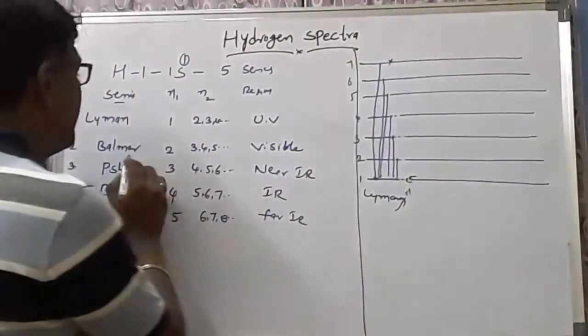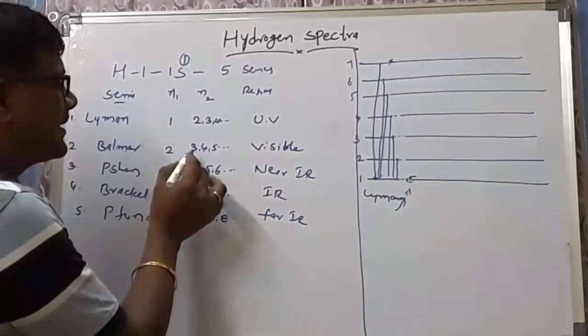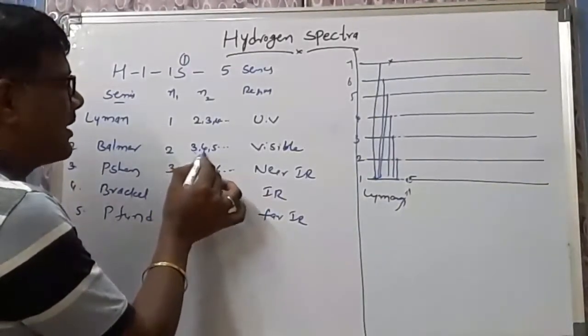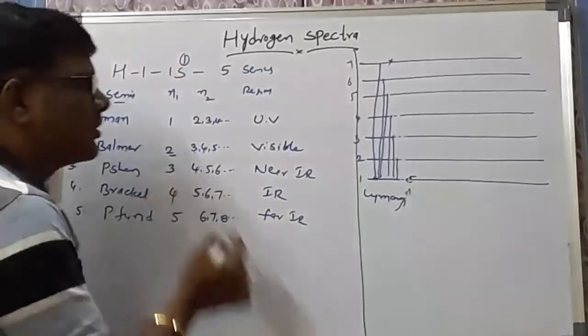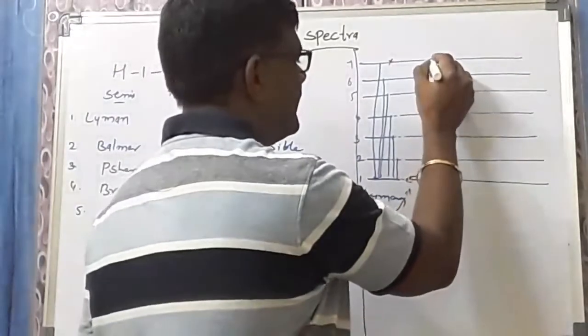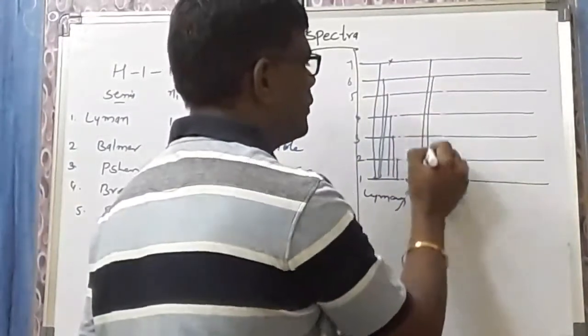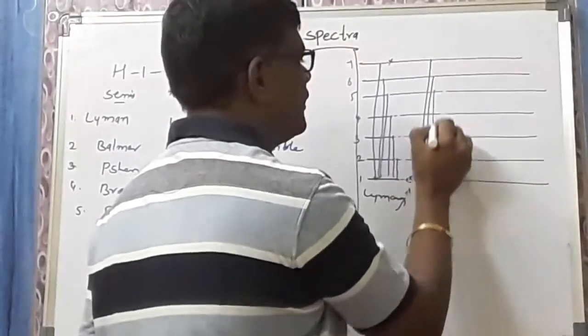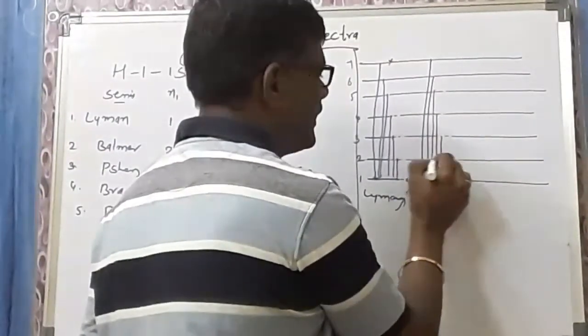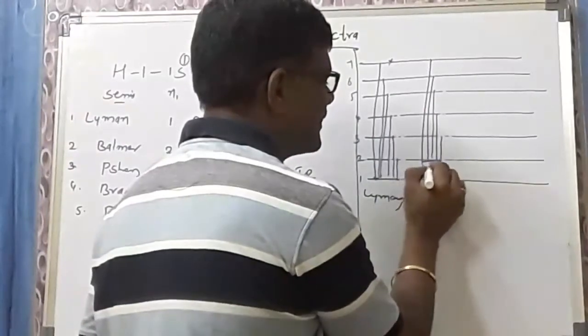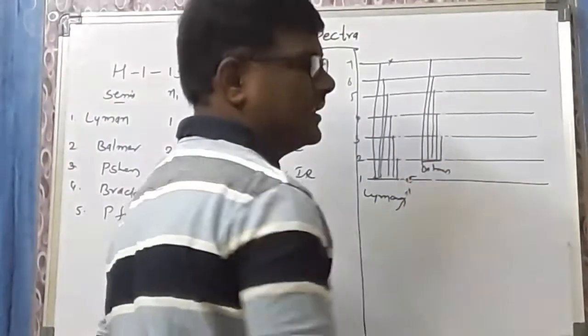Second one. What is the second one? The Balmer series. What is the Balmer series? The excited electron jumps from any excited state and comes into the second state. Nothing but the excited electron enters into the second: 7 to 2, 6 to 2, 5 to 2, 4 to 2, 3 to 2. It is coming to 2. That's why the series is called the Balmer series.